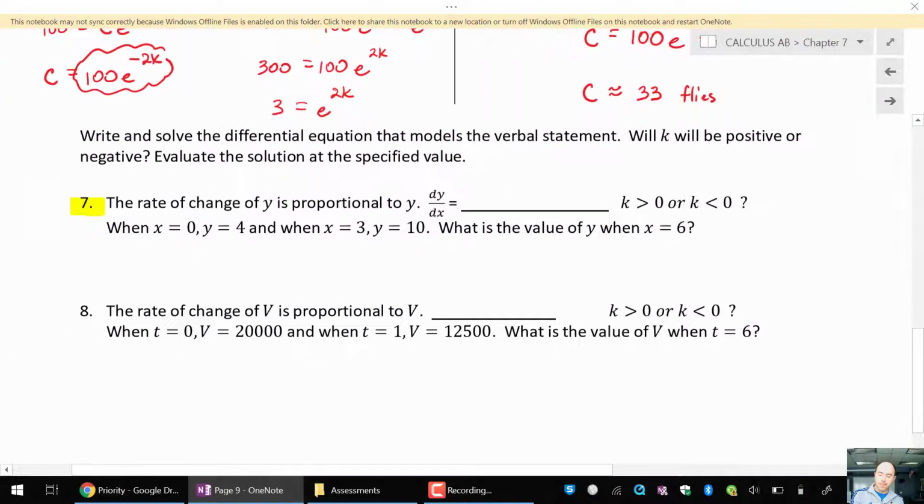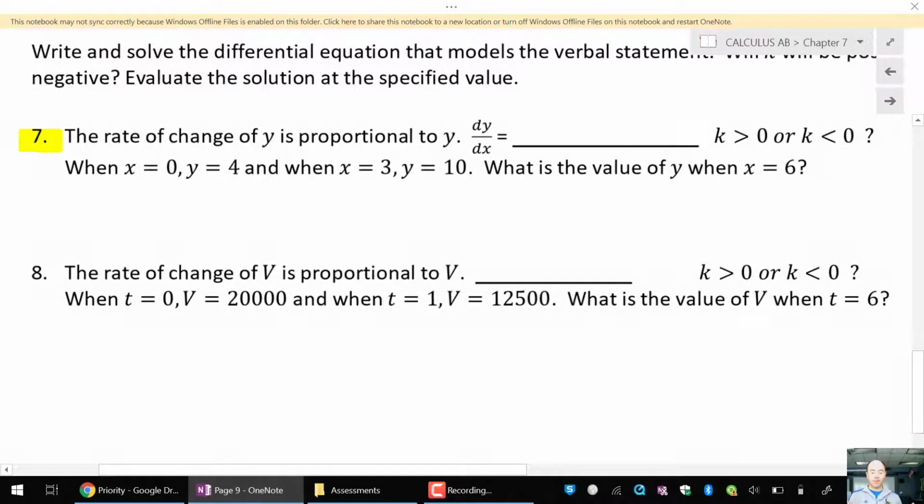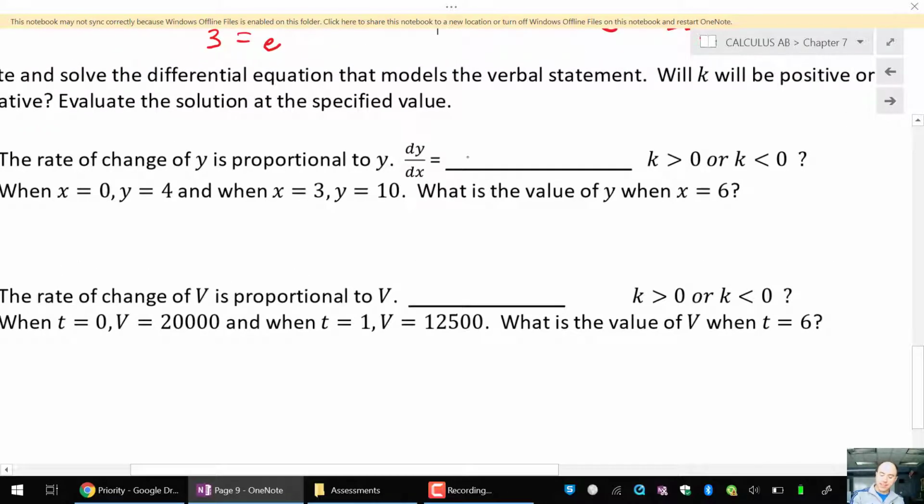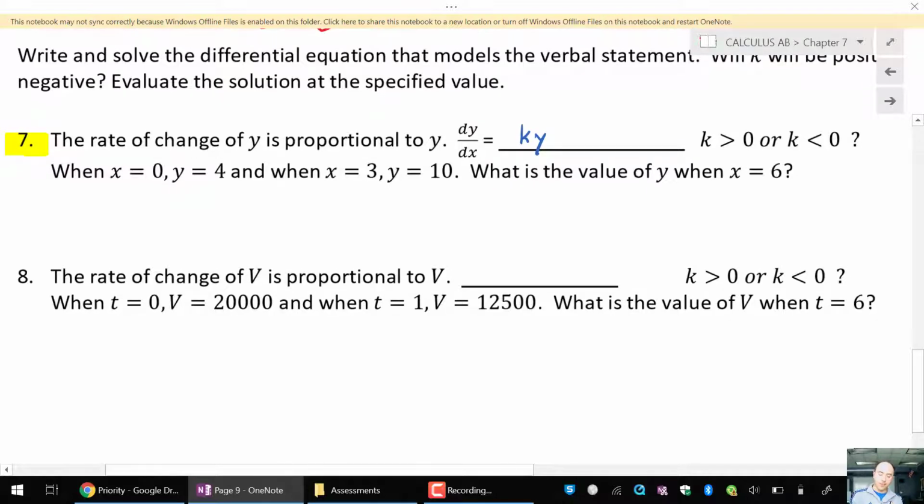Well, here's one, not related to any kind of word problem, very straightforward. Number 7 says the rate of change of y is proportional to y. So that means that dy/dx is equal to k times y. It says here that when x is 0, I have an output of 4. And that's nice because if I have the 0, that would be the y-intercept essentially. That means my C value here is going to be 4. I also know that when x is 3, y is equal to 10.